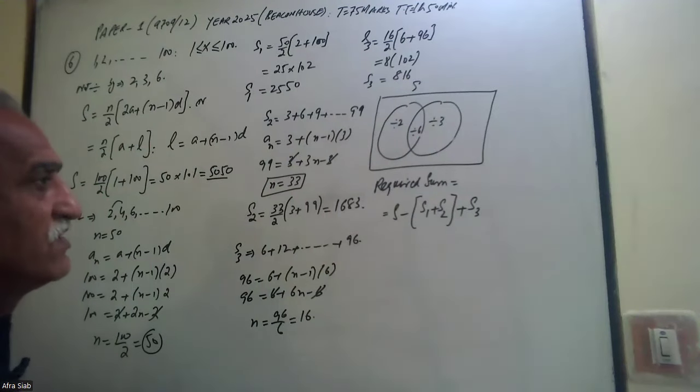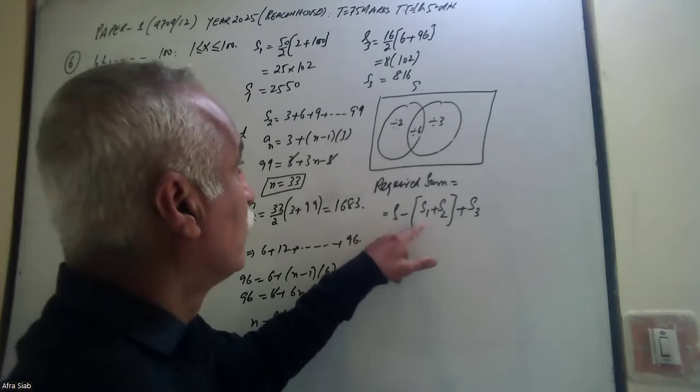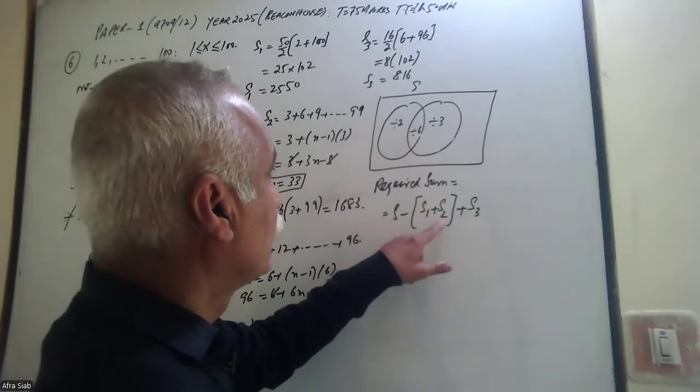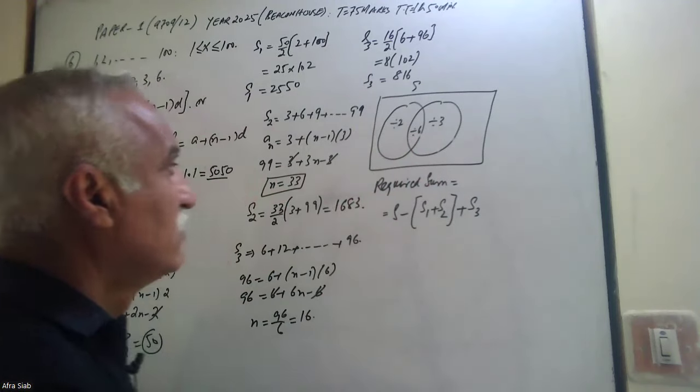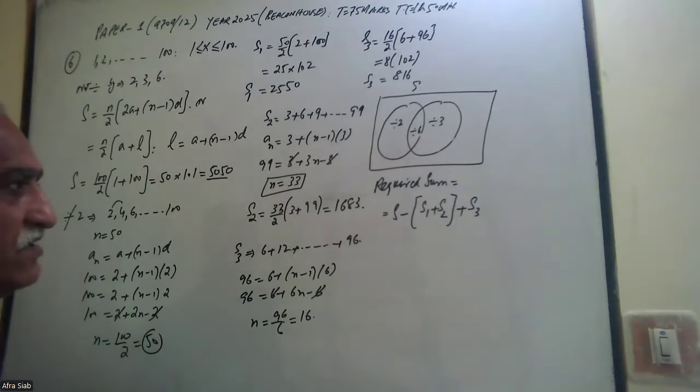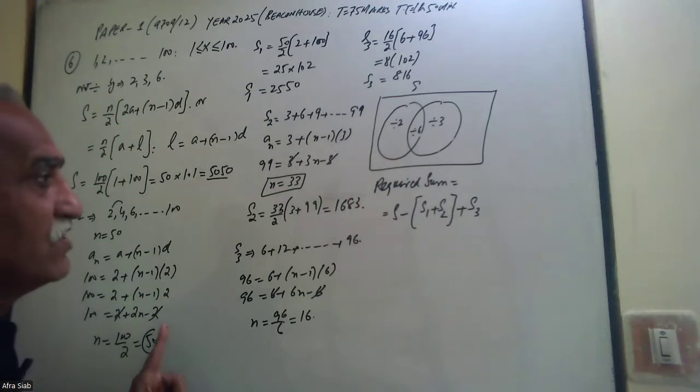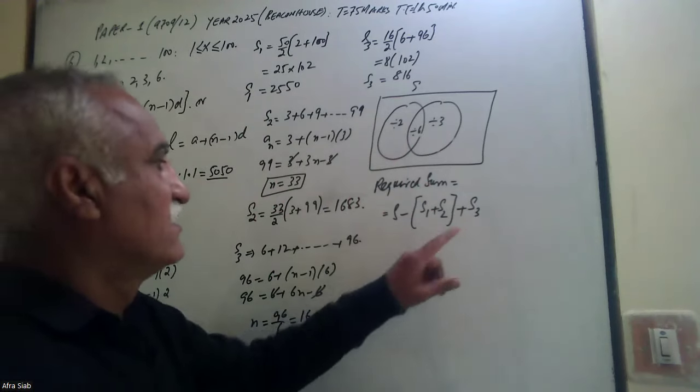This is the important step for this calculation, that S1 is going to include both 2 and 6. S2 is going to include both 3 and 6. So it means 6 is going to be included in this list twice there. So we are going to add that list only for the 6 there, and that is S3.